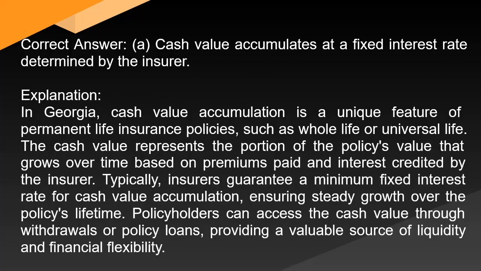Correct answer: A. Cash value accumulates at a fixed interest rate determined by the insurer. Explanation: In Georgia, cash value accumulation is a unique feature of permanent life insurance policies, such as whole life or universal life. The cash value represents the portion of the policy's value that grows over time based on premiums paid and interest credited by the insurer.